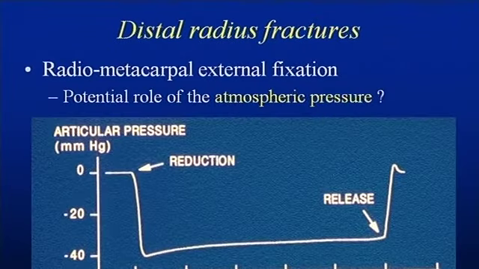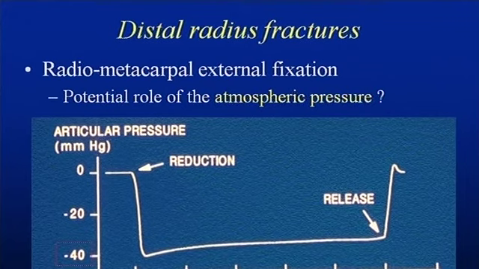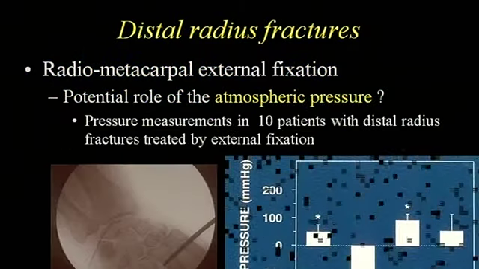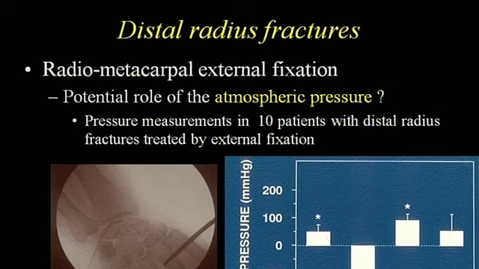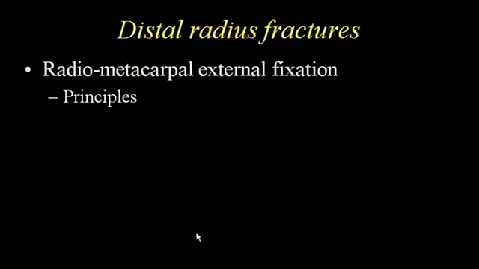And we have demonstrated actually that during the reduction, the pressure within the joint diminishes quite a bit. Then this is what happens when you lock the fixator, and when you unlock the fixator and lose the reduction, then the pressure goes back again. So we have done the measurements in 10 patients, and you can see that during distraction, there is a major decrease of the pressure within the joint, susceptible to reduce the small articular fragments. And if you only do palmar flexion, the pressure is markedly increased.